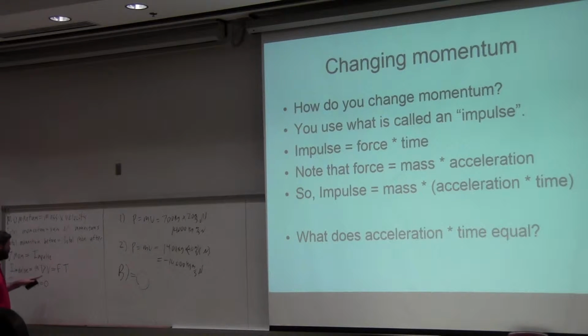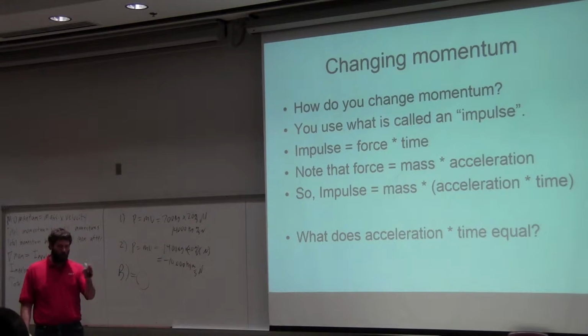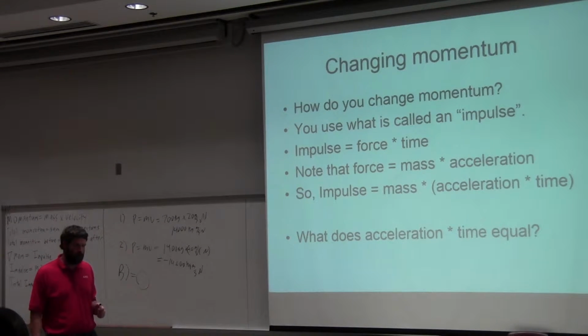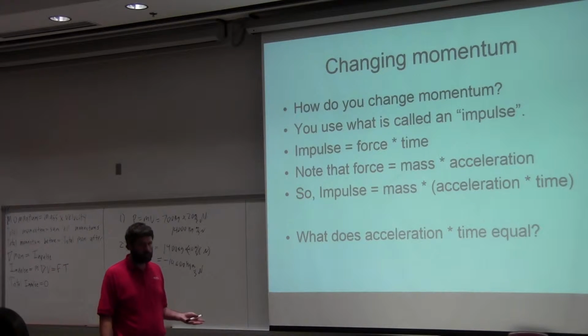But then also, impulse equals force times time. So if I apply a force on an object for some given amount of time, that's going to give me an impulse, which is going to change its momentum. The total impulse, which means your total change in momentum, if I add up the impulses for all of the objects involved in a collision, equals 0.